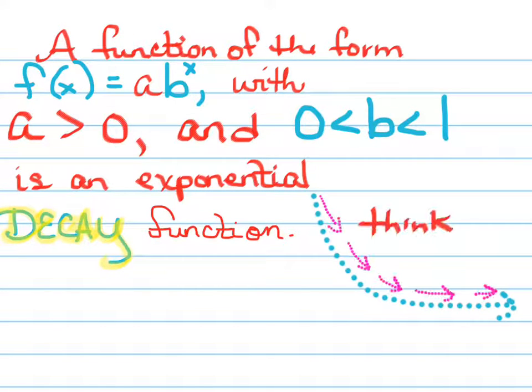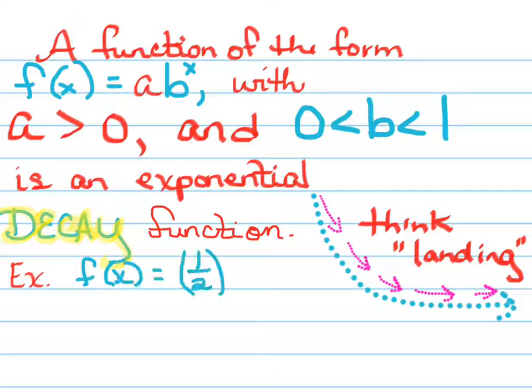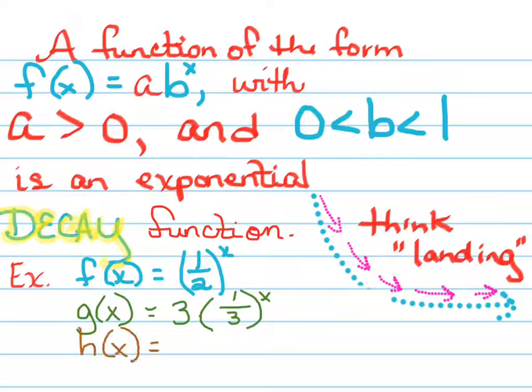Alright, so here are some examples. Again, that base is 1/2. Base here is 1/3. We're going to totally ignore the 3. That's the value of a, and that doesn't determine whether a graph is growing or decaying. In this case, the base is 0.25. So these are all graphs of decay.